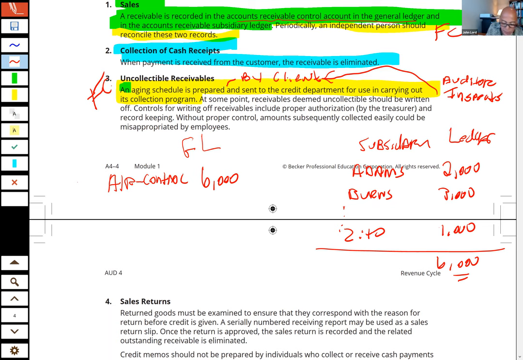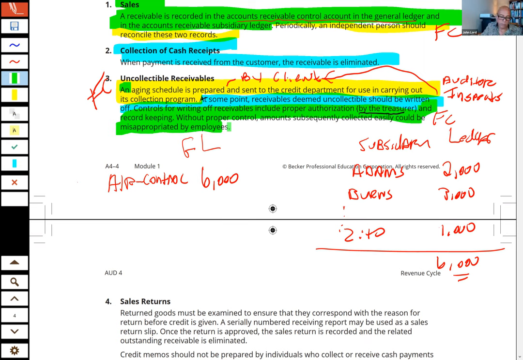Now they tell us at some point, of course, uncollectible receivables are going to be written off, and they should be written off by the treasurer. Flashcard that. The treasurer writes off any uncollectible receivables. And they tell us here, without proper controls, a receivable could be written off and then the client's customer pays and that cash is stolen. So you have to have that authorized at a high level, the write-off by the treasurer.